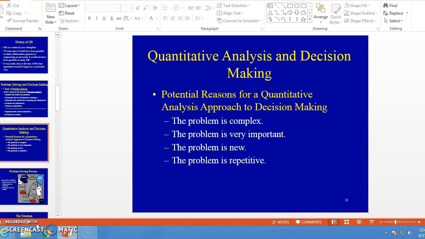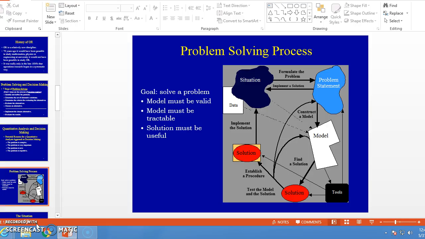The next one is quantitative analysis and decision making. Potential reasons for a quantitative analysis approach to decision making: the problem is complex, the problem is very important, the problem is new, the problem is repetitive. The next one is the problem solving process. The diagram represents how to solve the problem. Goal: solve a problem. Model must be valid. Model must be tractable. Solution must be useful.